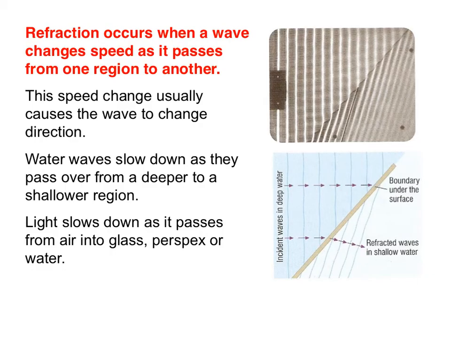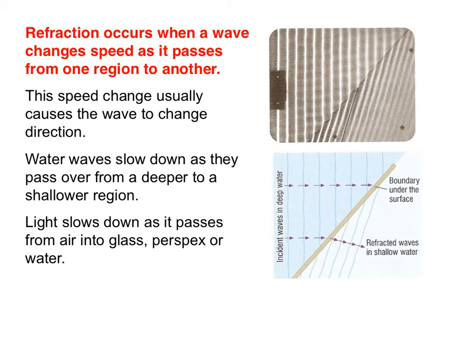So now we're going to look at refraction. Refraction occurs when a wave changes speed as it passes from one object or region to another. This speed change usually causes the waves to change direction, as you can see here. So we've got the waves coming in like this, and now we've got them changing direction as they bend. Water waves slow down as they pass from a deeper to a shallower region, and light slows down as it passes from air into glass or perspex or water.